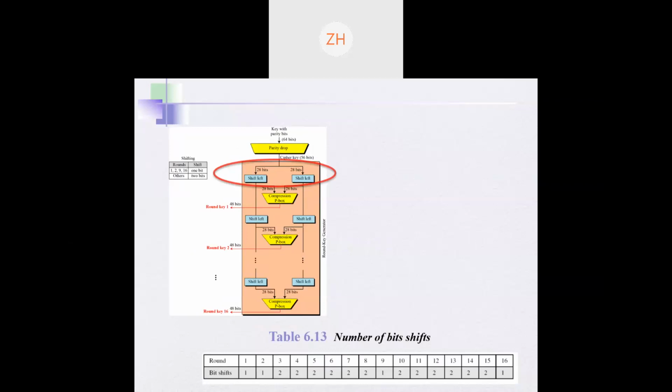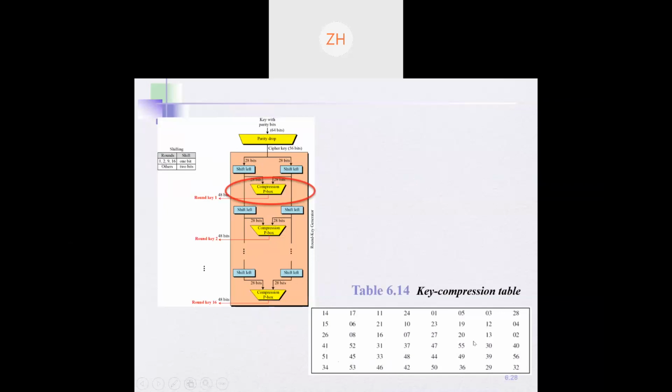So the number of bits to be shifted left depends on the round, as you can see in this example. And then what is the key compression table? It is also a permutation. They rearrange the key, but now there is no structure like the parity drop just now. We cannot see the pattern of which bits they drop. Because it is a 56 bit key, we have to reduce another 8 bits to become 48 bits. So they delete 8 bits actually, but we cannot predict the structure. It's random, but it's fixed.